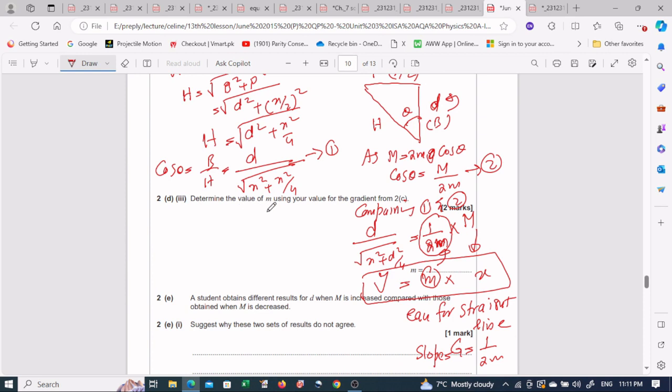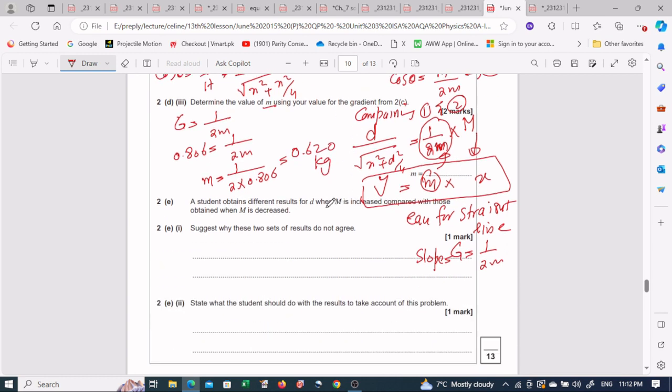Now determine the value of m using the value of gradient from 2c. So we have to find the mass m. This m is the mass, not the slope. In order to find the value of m, we use the equation: gradient is 1 over 2m, where m is the mass. The gradient value is 0.806. So m is equal to 1 over 2 into 0.806. When we divide, we get 0.620. So the value of m is 0.620 kilogram.